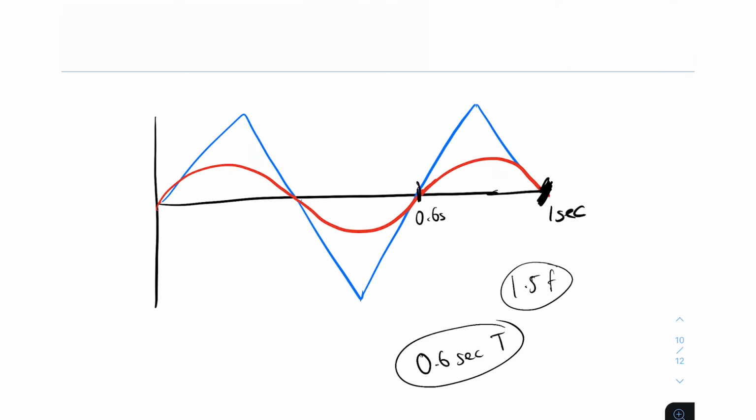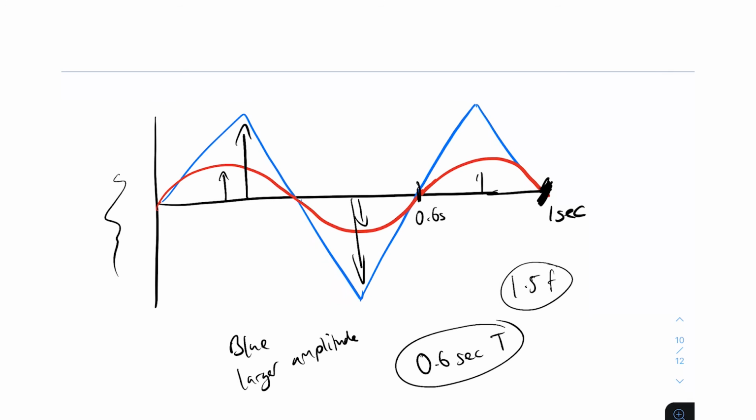So obviously, I haven't put anything on the x-axis. I've done that intentionally just to leave it blank. But you can see here that the blue waveform has a much larger amplitude. You can see that here versus here. Here versus here. The peak of the blue one is much higher than the red one. So they have the same frequency, same period, but a different amplitude.